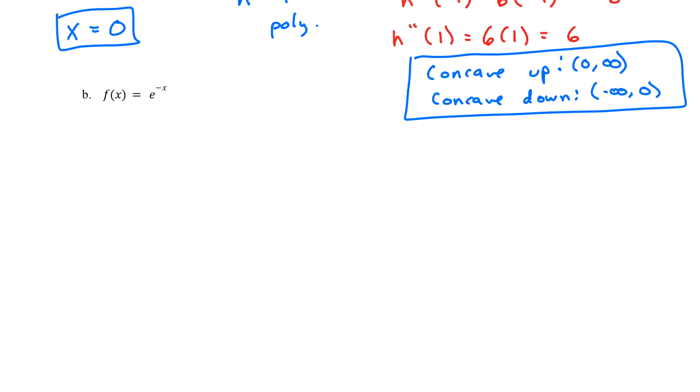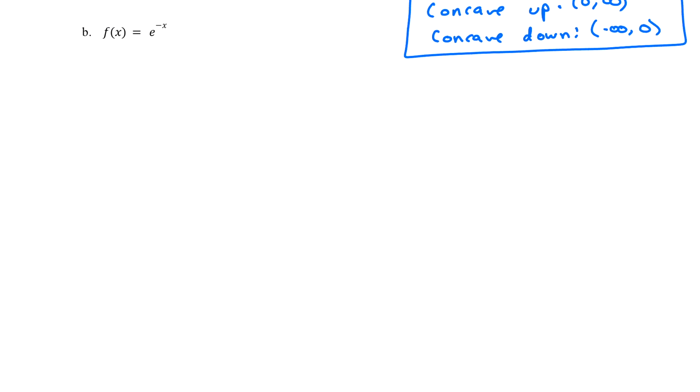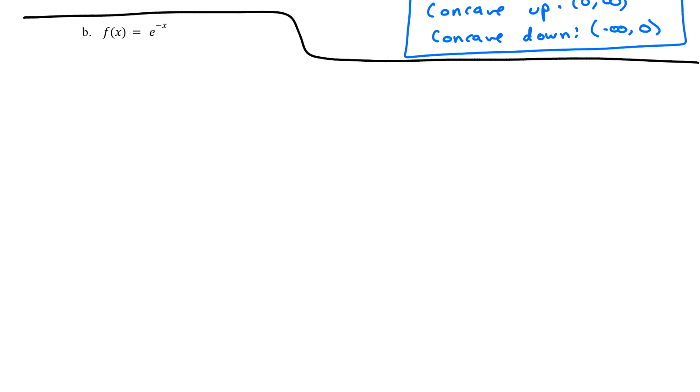Let's look at one more example here. Again, I just want to determine where this function is concave up and where it is concave down. This time I'm working with f of x equals e to the negative x power. So I first of all need to find the second derivative. If I want to find the second derivative, I've got to find the first derivative. So h prime of x.